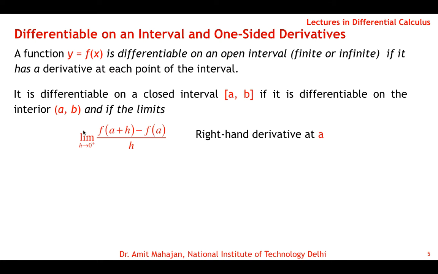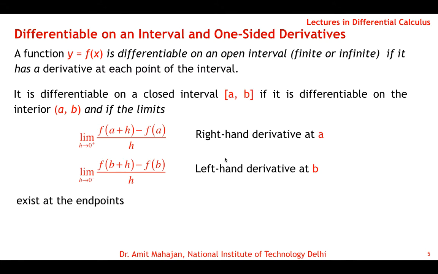So at the lower end point, we will have a right hand derivative. Because A is a lower end point, we can only approach this point A from the right. So the right hand derivative at A and the left hand derivative at B, at the upper end point. If both these exist at the endpoints and if the function is differentiable in the interior, then we say that it is differentiable in the closed interval AB.